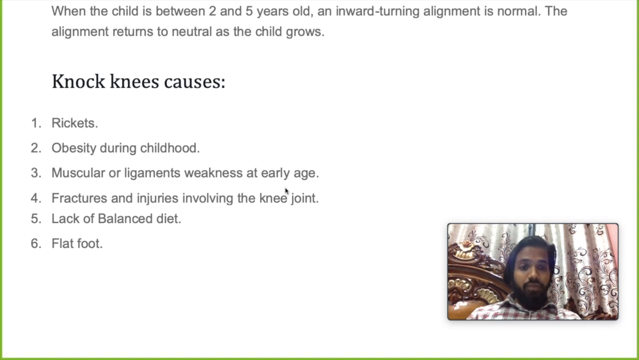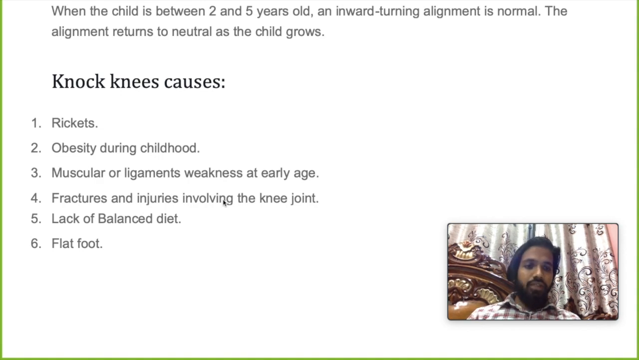Also, one of the most common reasons you can be exposed to knock knees is lack of a balanced diet. A proper balanced diet is very necessary. People often neglect this point. They always talk about obesity, muscular and ligament weakness and other factors, but a balanced diet is also very important. If we are not eating properly, then we are more likely to get any kind of deformity or disease. And one of the most common causes for knock knee is flat foot.